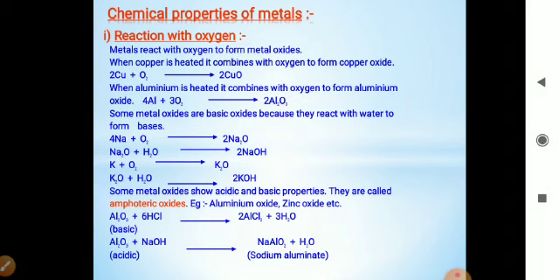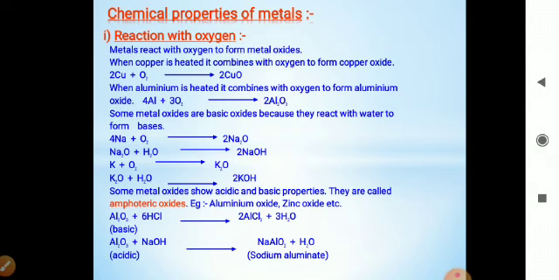Now we will move on to the specialized reactions. The first is the reaction with oxygen. Metals on reaction with oxygen form metal oxides. A few form basic metal oxides, a few form acidic oxides, and a few form amphoteric oxides. Amphoteric means they show the behavior of both bases as well as acids. For example, aluminium, when it reacts with oxygen, forms aluminium oxide.